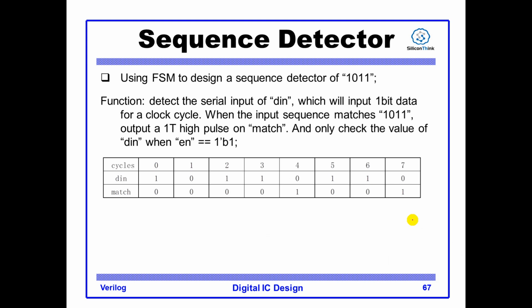Okay, let's have an example. If we want to define a function of sequence detectors, for example, the sequence is 1 0 1 1. This is the first bit. This is the last bit.